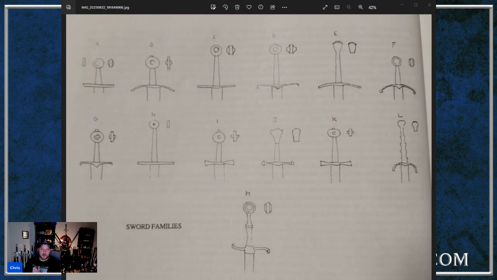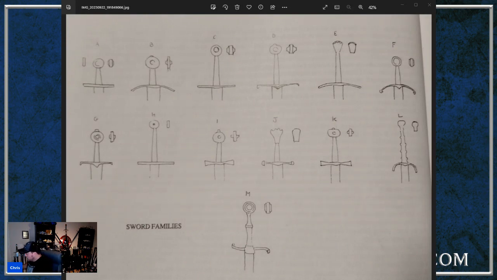So he labels the families alphabetically, from A all the way to M. And apologies, this might be a bit of a boring video because we're going to walk through each of these. This image is one I snapped on my phone right out of Records of the Medieval Sword. I'm going to be reading from the book, and that might be a little boring for some of you. If so, apologies, but I did want to cover all of these just to be complete in covering the Oakeshott stuff.